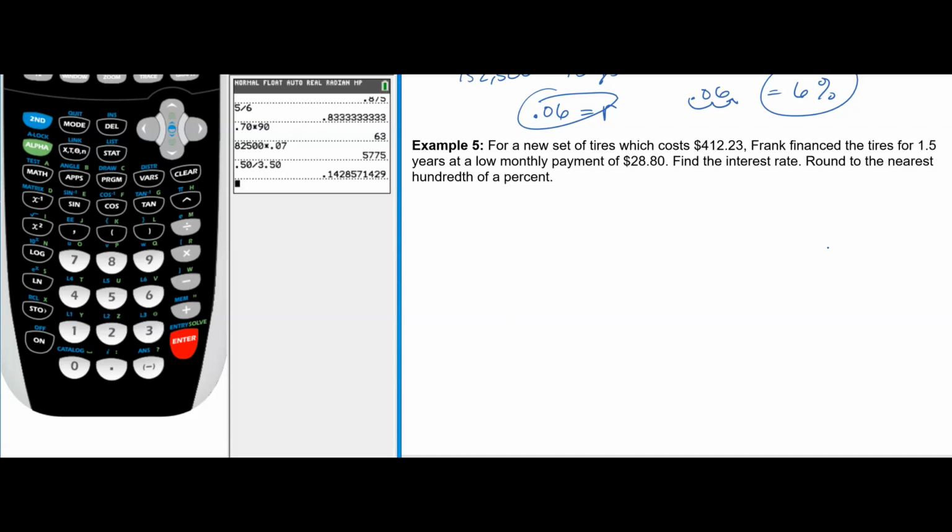If we want to find the interest rate, let's write down our formula that has the R in it. So I equals PRT. Let's think about what we know. The time is 1.5 years. The set of tires cost $412.23, so that's the principal. I don't know the rate. The time is 1.5. What is the interest? We actually don't know.